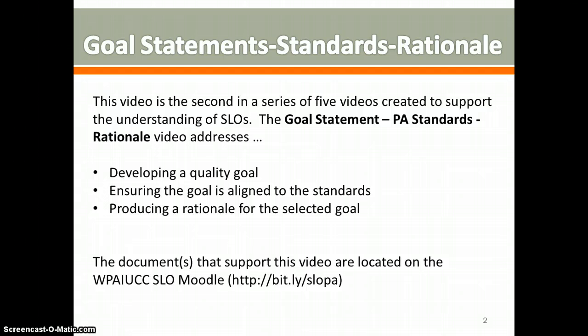Please also note that you'll see the word algebra highlighted in red throughout the slides in this module. As we write examples for goal, standards, and rationale, the algebra statements will be connected through this entire presentation to form a final product at the end of this module.